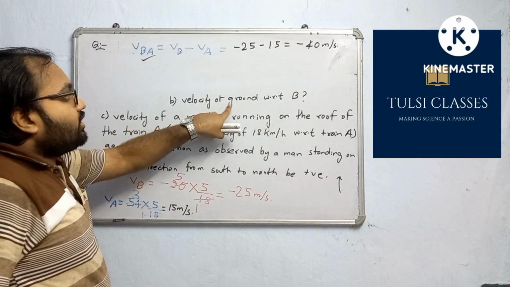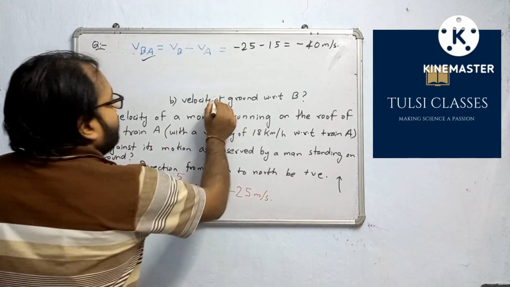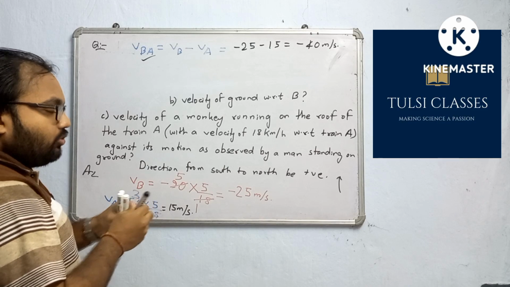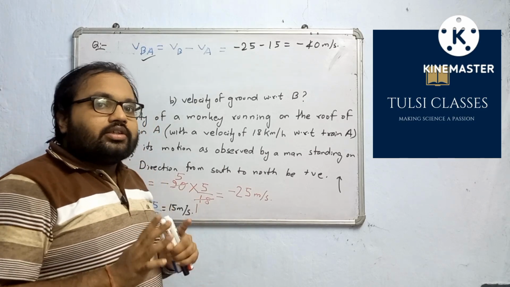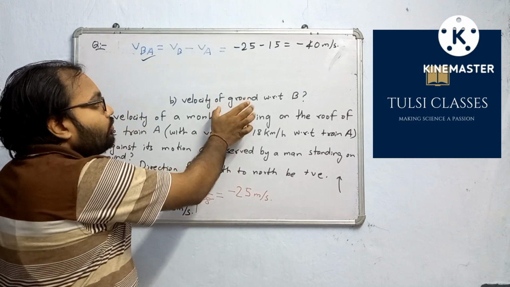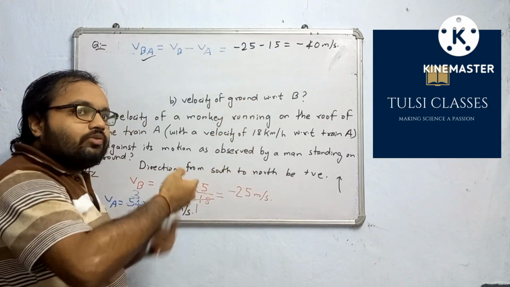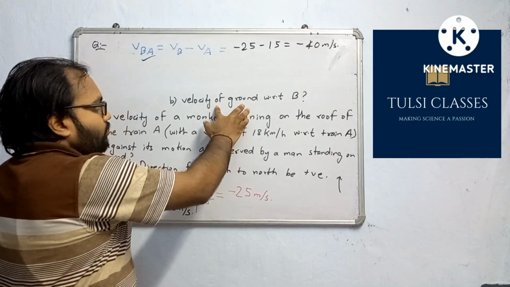B part is saying velocity of ground with respect to B. So what is the velocity of ground? Because I have told you, unless and otherwise stated, each velocity given is measured with respect to ground. So velocity of ground with respect to ground, that is nothing, 0. So velocity of ground is 0.